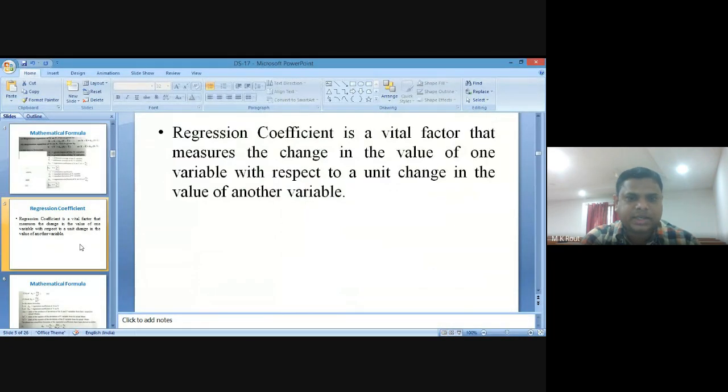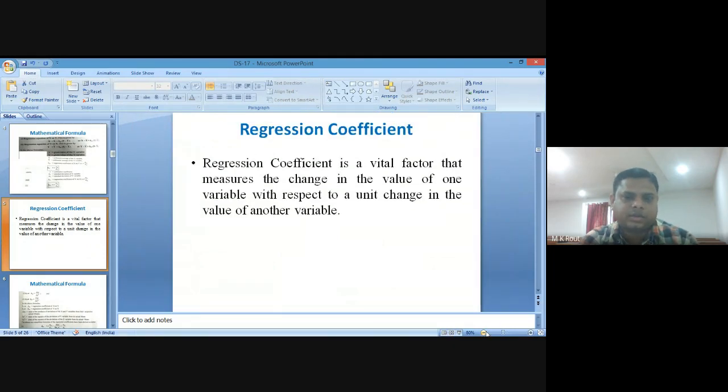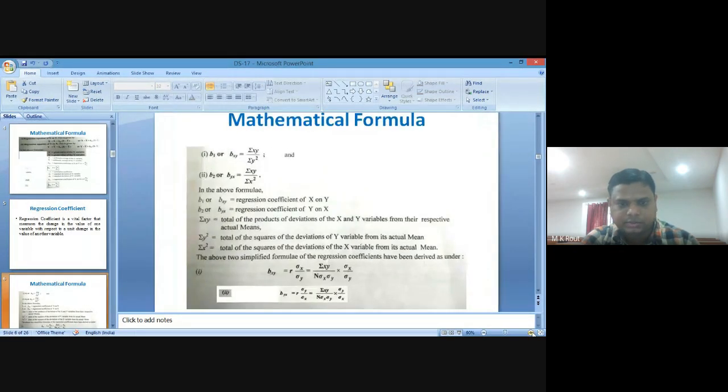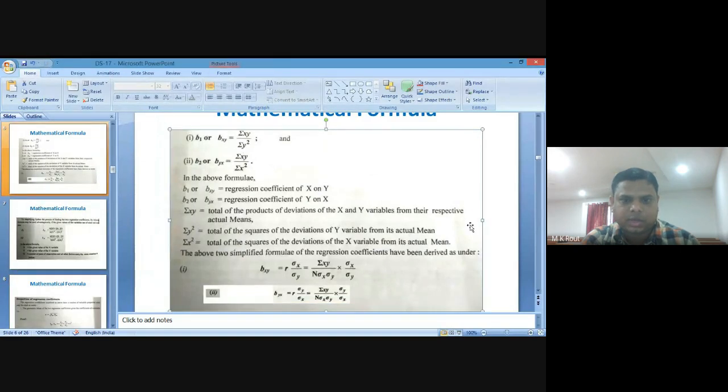The next one is regression coefficient. Regression coefficient is a vital factor that measures the change in the value of one variable with respect to a unit change in the value of another variable. So here is the formula for regression coefficient. Just note down. This formula belongs to your regression coefficient.